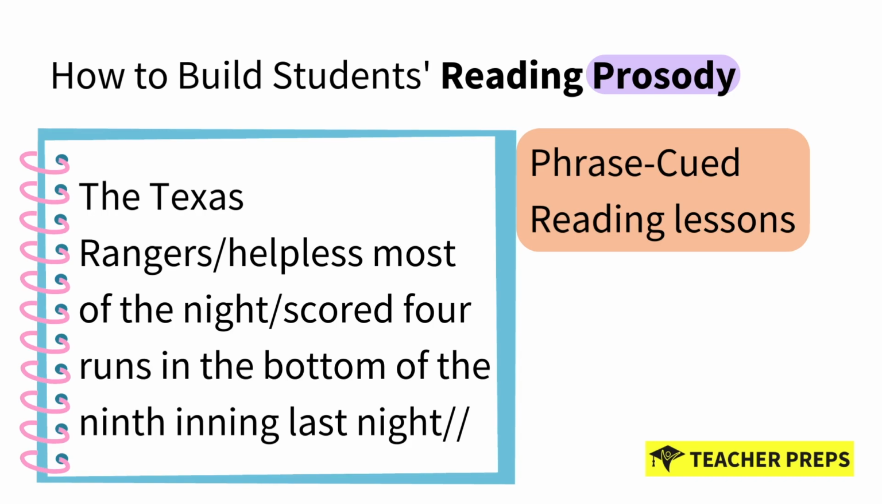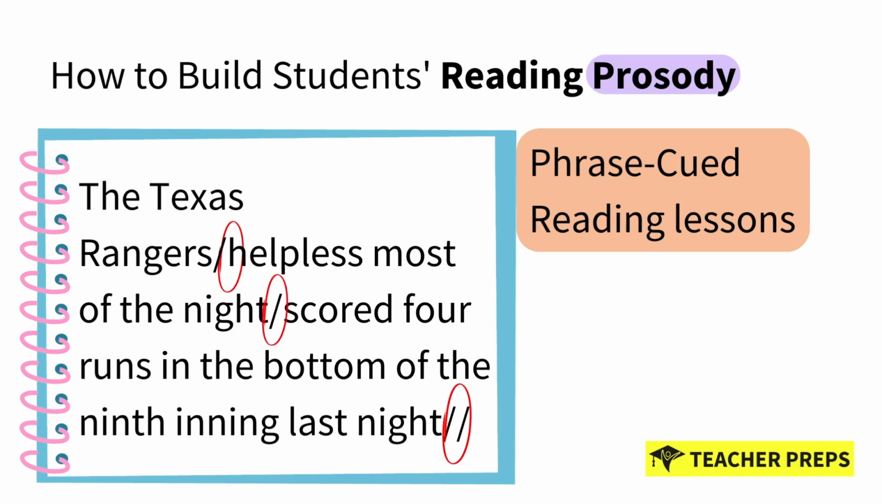In this method, a teacher selects and marks a text using slash marks to indicate natural pauses and phrase boundaries in a sentence. For example, the Texas Rangers slash helpless most of the night slash scored 4 runs in the bottom of the ninth inning last night, and then double slash. Notice here how one slash counts for a comma, 2 slashes count for a period.